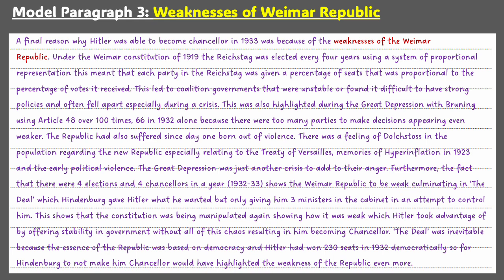Under the Weimar Constitution of 1919, the Reichstag was elected every 4 years using a system of proportional representation. This meant that each party in the Reichstag was given a percentage of seats that was proportional to the percentage of votes it received.